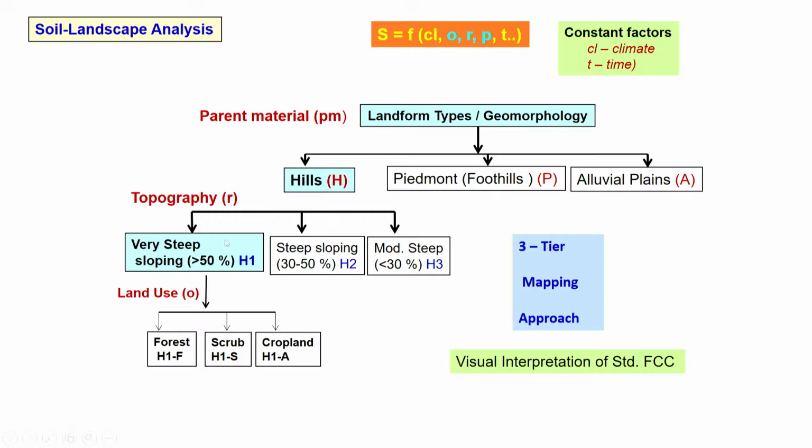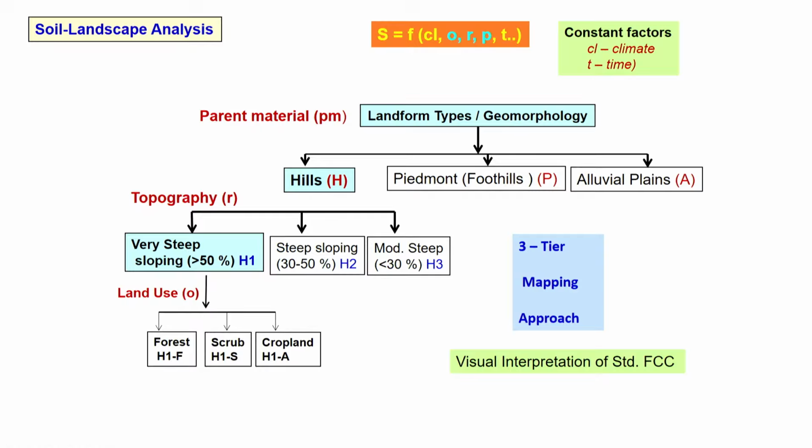Hills can be further divided based on the topography, and you are getting these slopes. Three slope classes I have divided and named H1, H2, H3. And at the third level, in each class you further divide based on your land use, land cover. For example, steep hills into forest, scrub and agriculture. So we call it a 3-tier mapping approach.